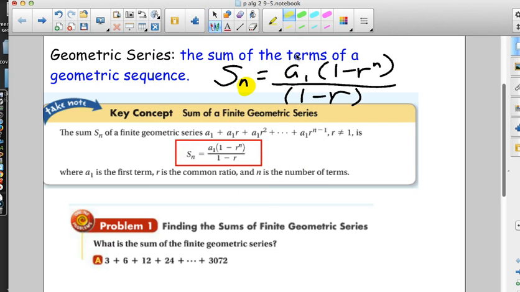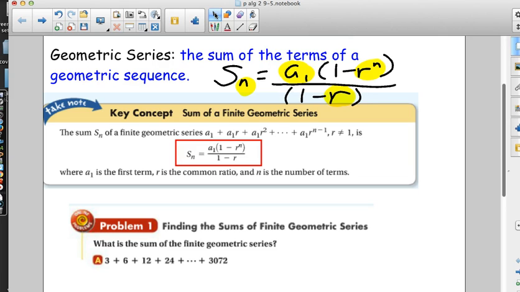We need to know n, we need to know a sub 1, we need to know r. Those are the things we're going to need to know in order to use this formula. So get those highlighted. And we had one more problem to practice this with. I wanted to keep at least one for today. And after that, we'll talk about the infinite. Right next to this one, the word finite.